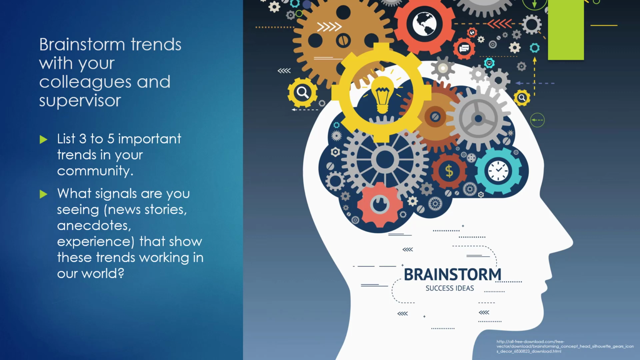Next, you'll be brainstorming with your colleagues and supervisor about the trends you're seeing in your community. Come up with at least 3 to 5 important trends. What evidence do you have that show these trends are at work?